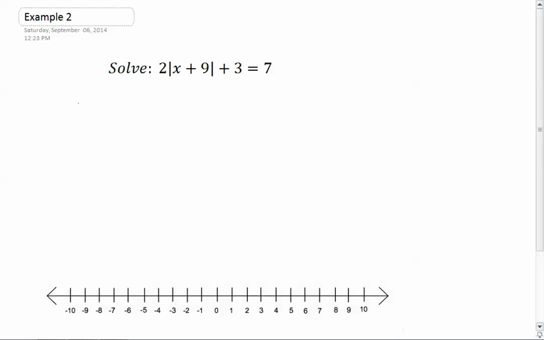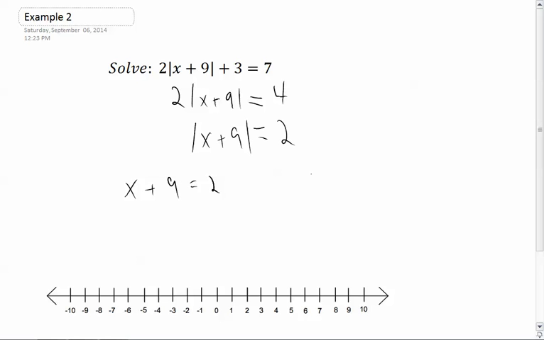If I look at this one here, let's move some things around. Let's solve this like an equation. I'm going to subtract 3 from both sides, in which case I'm going to get 4 is equal to 2 times the absolute value of x plus 9. I'm going to divide both sides by 2, and what I'm going to be left with is the absolute value of x plus 9 is equal to 2. Now at this stage, I know that x plus 9 can be equal to 2, or x plus 9 is equal to -2, because either one would satisfy this.